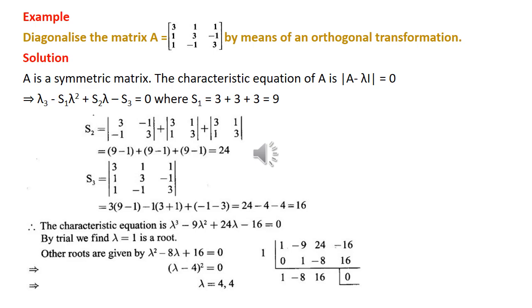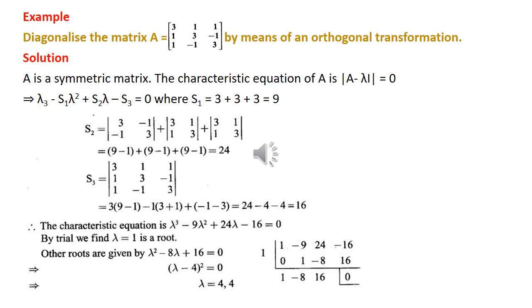So first we need to check whether the given matrix is symmetric or not symmetric. Look at the matrix A, 3, 1, 1. The first row is equal to the first column and the second row is equal to the second column. The third row 1, minus 1, 3 is equal to the third column 1, minus 1, 3. So we verified the given matrix is symmetric.